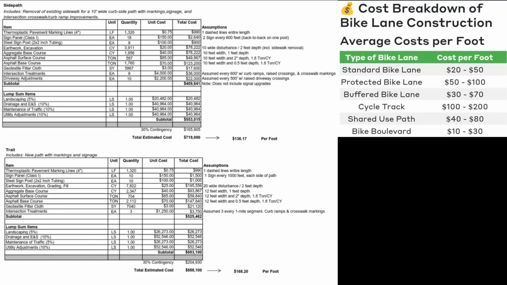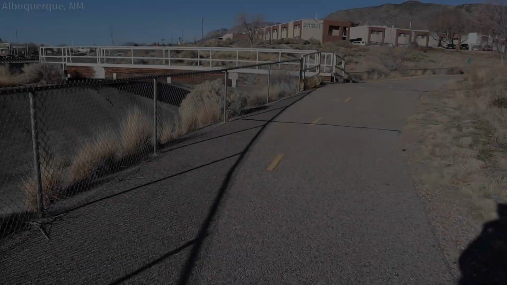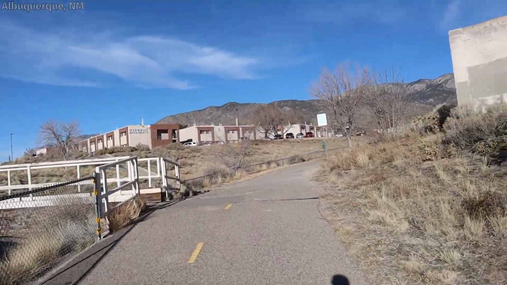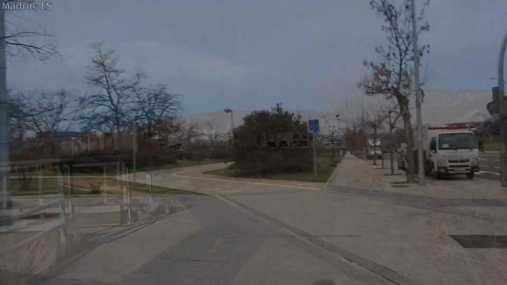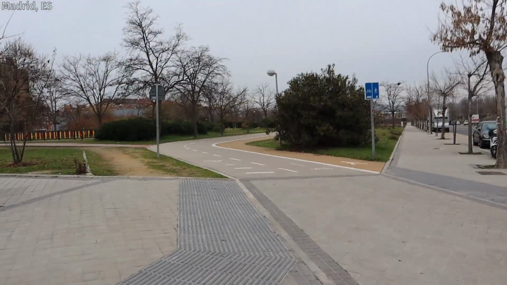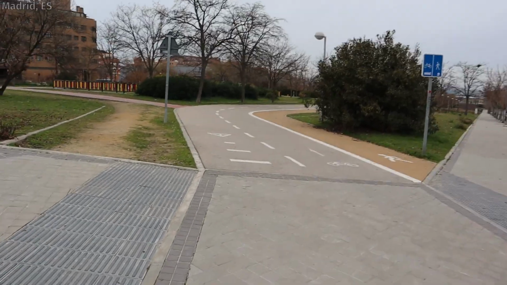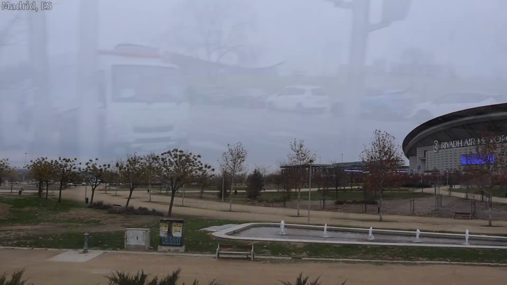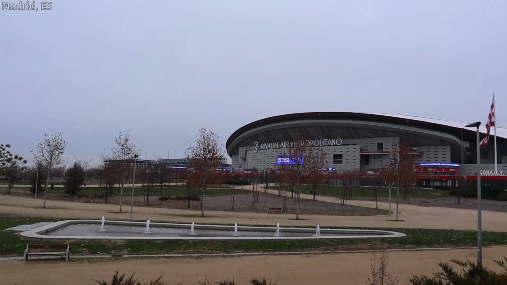Bike paths are the most expensive, coming in at $100 to $200 per linear foot. That equates to $500,000 to almost $1.1 million per mile. One of the most ideal and optimal designs for a bike path involves separating pedestrians from bicyclists. You could see an excellent example of this in front of the Real Madrid Stadium.